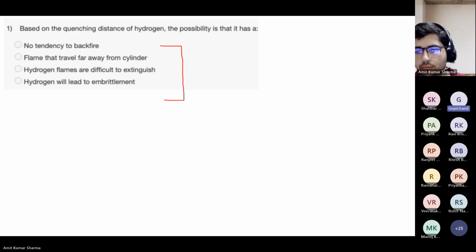Sir, what does quenching distance mean? Yeah, I am asking the same. So what is this representing, quenching distance? So basically, I'm right or wrong, I don't know. The distance between the extinguisher and the flame. So for hydrogen, it is very narrow to extinguish.